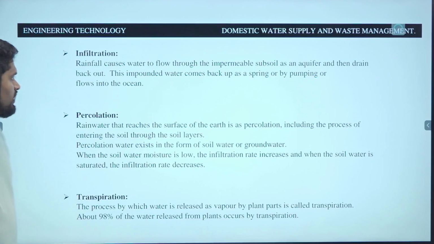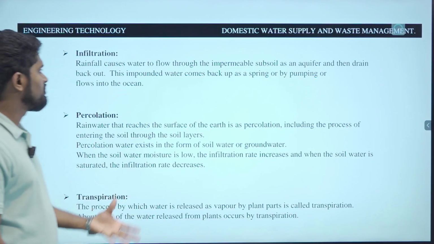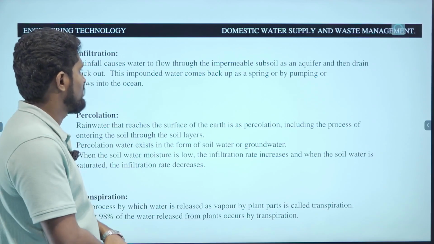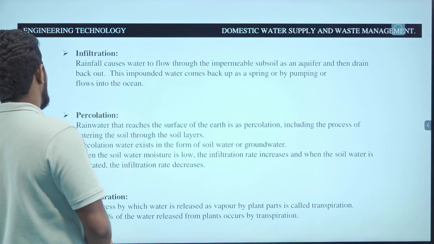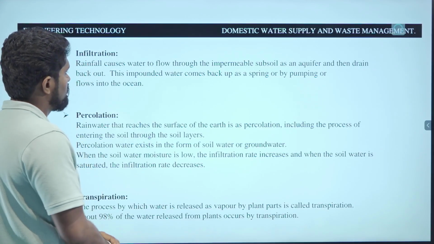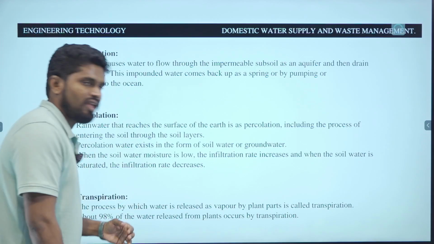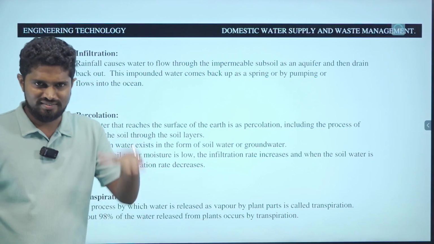Infiltration means rainfall causes water to flow through the impermeable subsoil as an aquifer and then rain back out. These compound waters come back up, yes guys. And after that happens, the percolation.